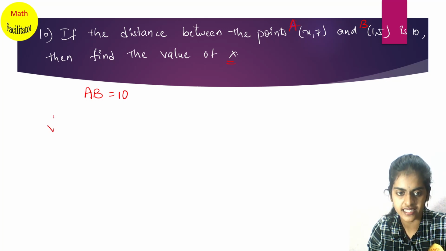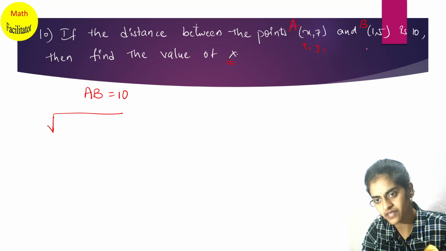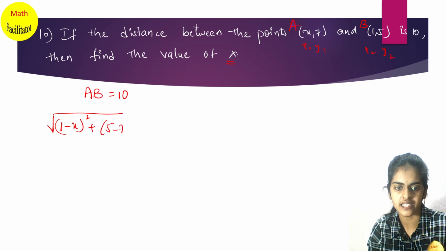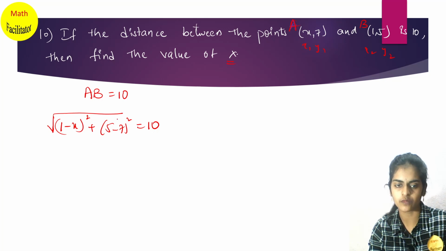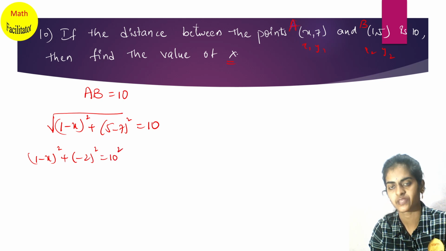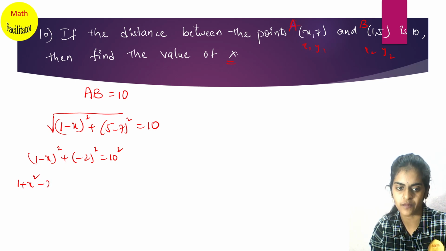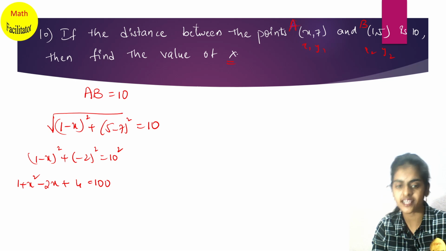So you need to find the value of x. Clear? So let us write root over. What is the distance formula? Root over, let this be x1, y1, x2, y2. So (x2 minus x1) the whole square plus (y2 minus y1) the whole square is 10. Let us square on both the sides to remove the square root. So you have (1 minus x) whole square plus (5 minus 7, that is minus 2) whole square is 10 square. Right? So (1 minus x) square, in a minus b whole square form, is 1 minus 2x plus x square, plus minus 2 whole square is 4, equals 10 square, which is 100.